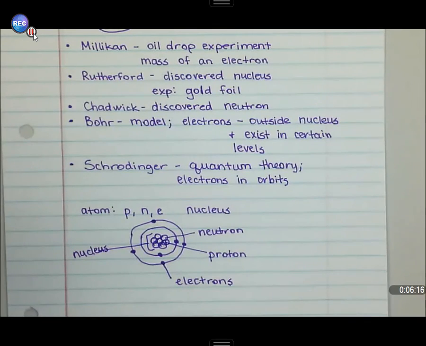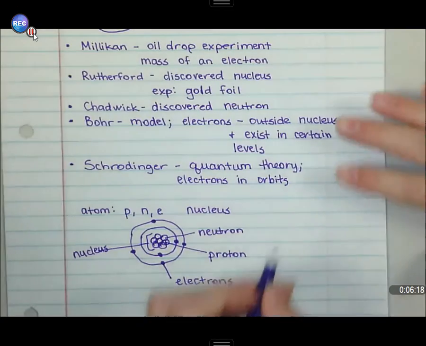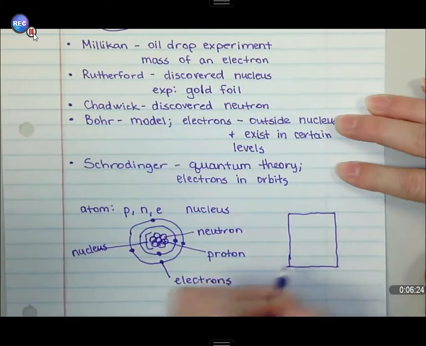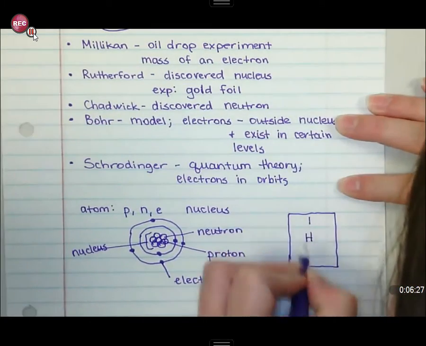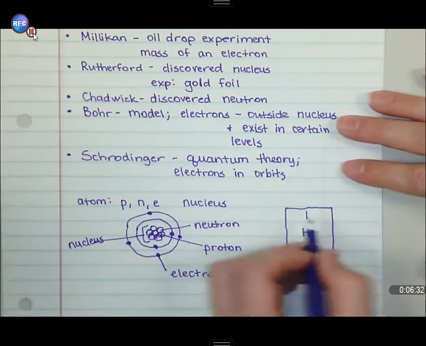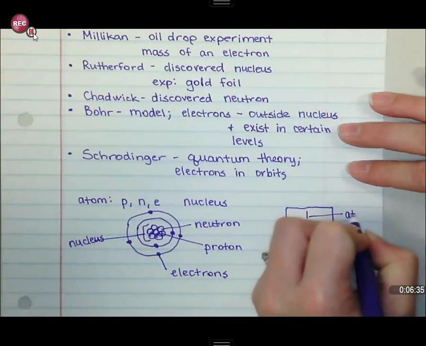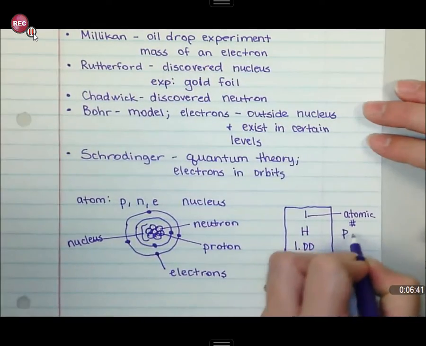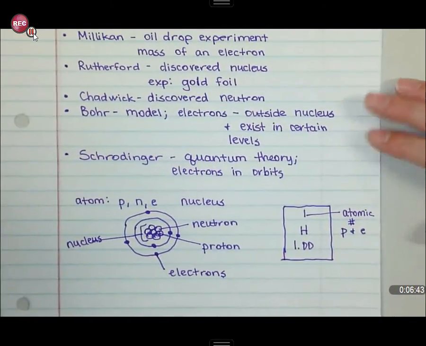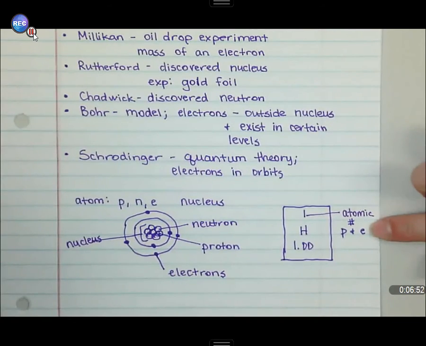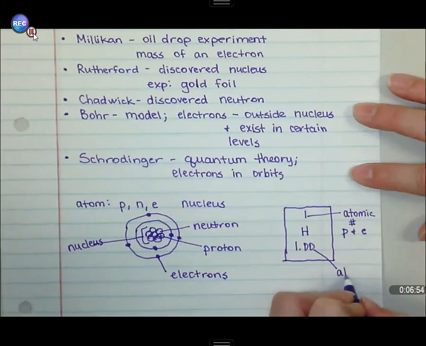Now, the other thing is, what do the squares on the periodic table mean? Okay, so we have 1H, 1.00, something like that. Okay, this right here is your atomic number. And this gives you your P's and E's, your protons and electrons. Now, the electrons is for a neutral atom. If we had an ion, it's going to be different. This right here is the atomic mass number.